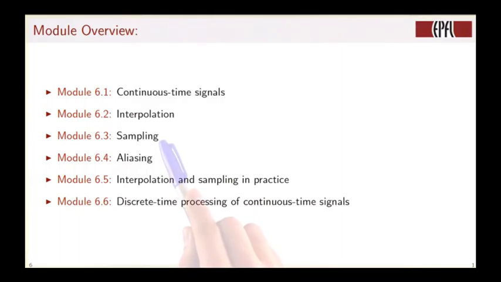This will involve looking at aliasing, a nasty phenomenon that we need to understand. Then we look at interpolation and sampling in practice. Finally, we look at the most important application, which is discrete time processing of continuous time signals. This is when we take a signal from the real world, we process it in a computer, and we render the signal into the real world.